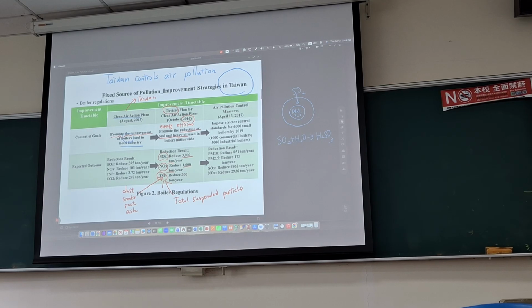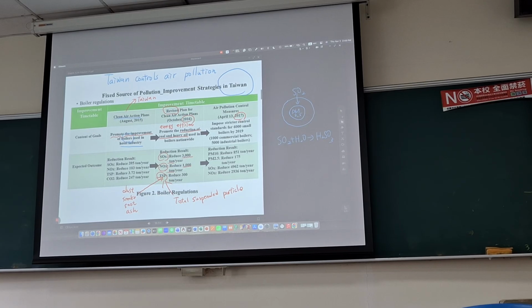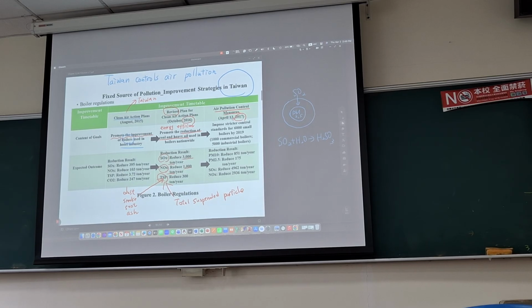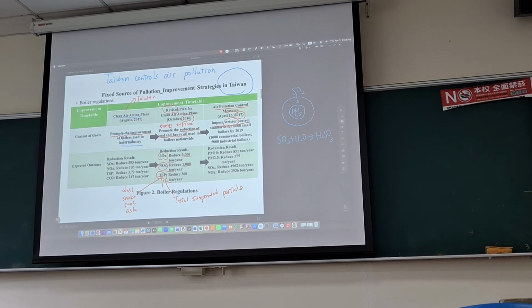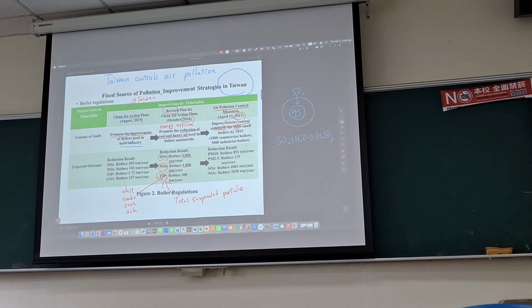Okay, however, we are not satisfied. So in 2016, we have the so-called air pollution control measures, and the Taiwanese government imposed even stricter control standards for 6,000 small boilers. We started on a small scale in the hotel industry first, and it was successful. Then we moved on to commercial and industrial.